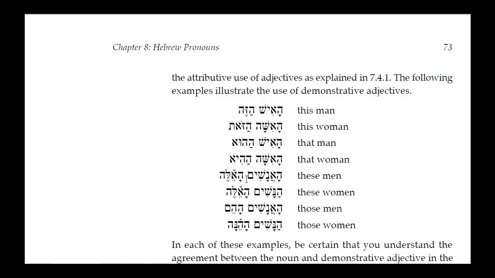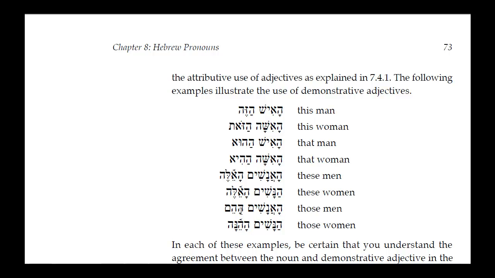Ha-anashim ha-ele, these men. Ha-ele is again "these." It's masculine plural with the definite article. This agrees with the noun in gender, number, and definite article. Ha-nashim ha-ele. Remember, ha-ele is both masculine and feminine. This demonstrative agrees with ha-nashim in gender, number, and definiteness.